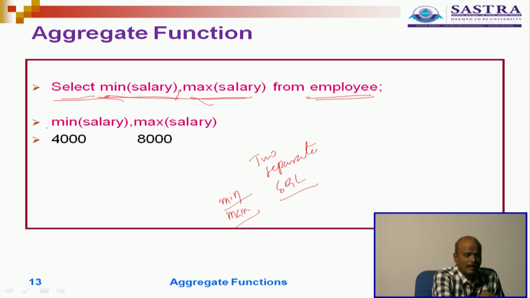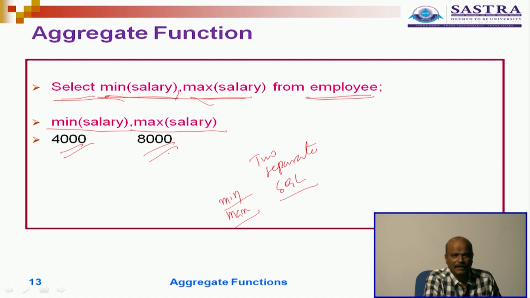So what is the caption going to be? The first column heading is going to be min salary and the second column heading is going to be max salary. So what is the minimum salary and what is the maximum salary?